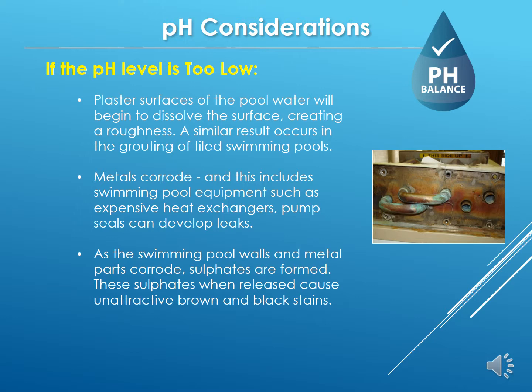If the pH level is too low, plaster surfaces of the pool will actually begin to dissolve, creating a rough texture on your plaster. Metals can start to corrode, including expensive swimming pool equipment such as heat exchangers, and pump seals can begin to develop leaks. As the swimming pool walls and metal parts corrode, sulfates are formed, and these sulfates, when dispersed back into the water, can cause unattractive brown and black stains.